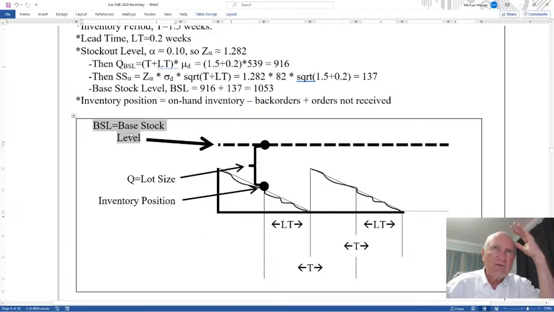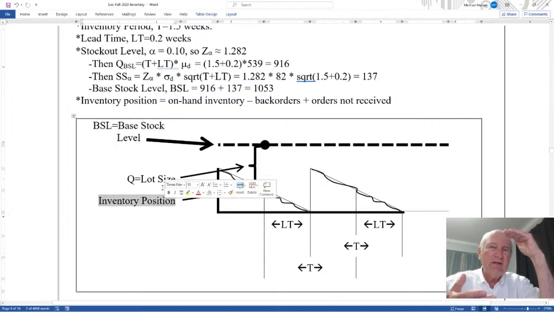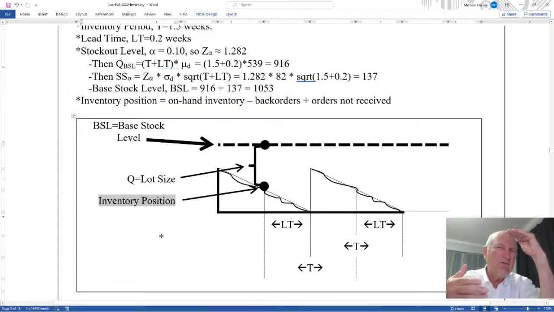Let me give you some examples. Suppose a base stock level is 1,000 items. Every T time period you're going to place an order of lot size Q. How do you determine Q? You know what your base stock level is, 1,000 items. The inventory position, now there are different ways of defining this. The book defines it different ways. I'm defining it simpler, sometimes too simple for reality, but you can understand the concepts. The inventory position is simply how much inventory you have at that time.